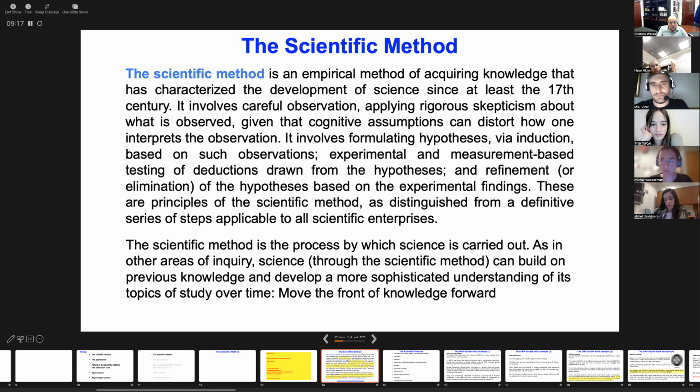The scientific method is the process by which science is carried out. As in other areas of inquiry, science through the scientific method can build on previous knowledge and develop a more sophisticated understanding of its topics of study over time. Basically, we are moving the front of knowledge forward.